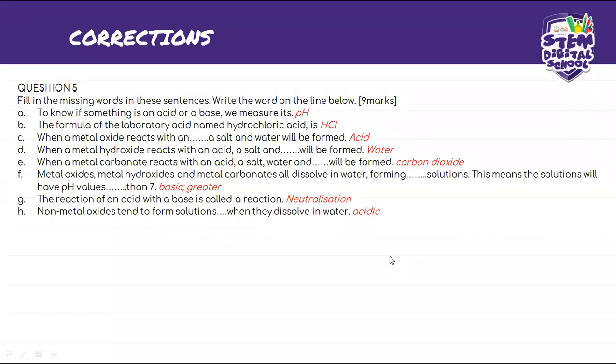So the first one is 8, and then this one is 9. So in total, it's going to be 17. Question 1 up to 4, it was 8. So question 5 is 9 marks. So when we put everything together, it's going to be 17 marks. Okay. So who got both question 1 up until 4 and question 5 right? Who got that?